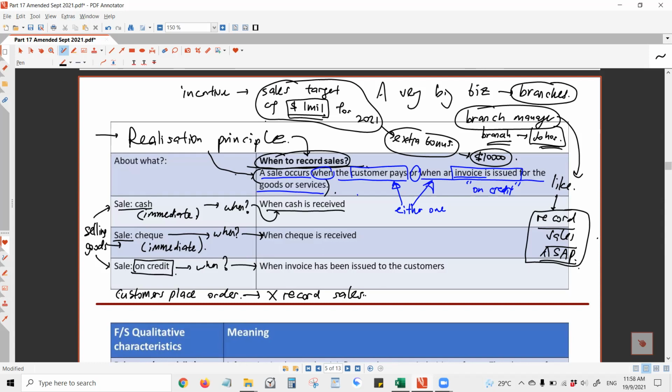So let me give you a conclusion about this realization principle. It tells you when exactly you can record the sales in your accounting. It is the earlier of these two: either when you have received the payment from the customer or when you have sent an invoice to the customer, whichever is earlier.